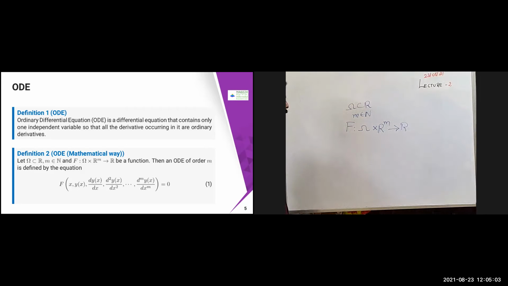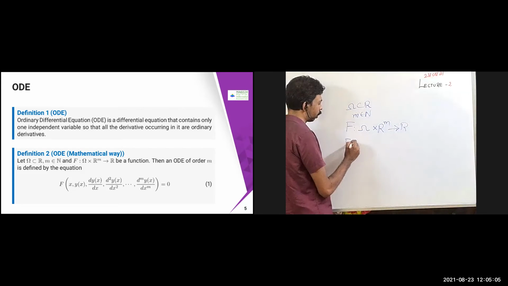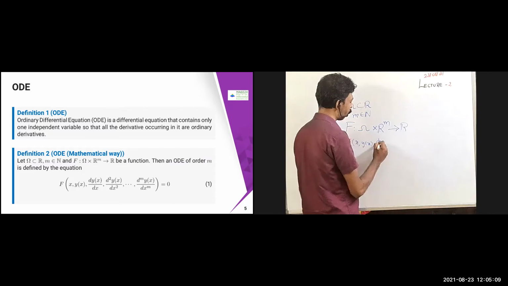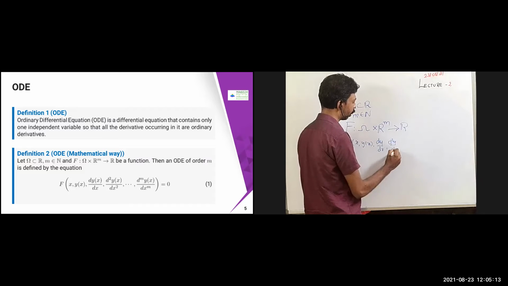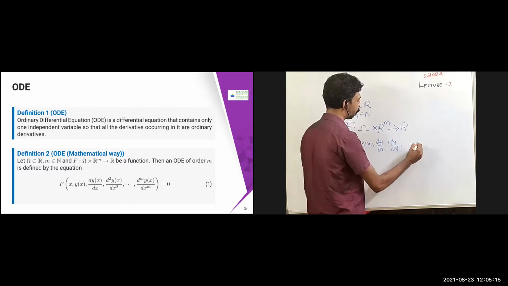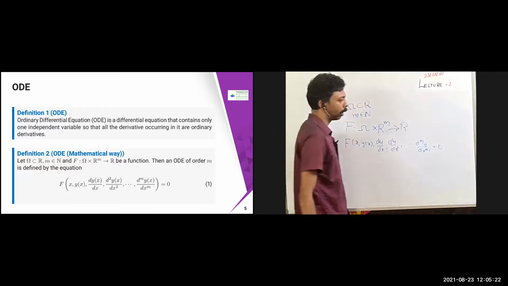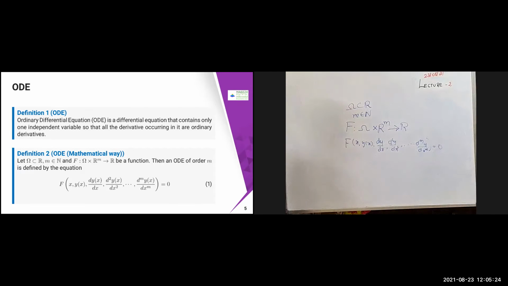Then the ODE can be defined as follows. f of x comma y of x comma dy by dx comma d square y by dx square comma etc., d power m y by dx power m, equal to 0. If I define it like this, it is called an ordinary differential equation. This is the formal definition of the ODE in mathematical terms.